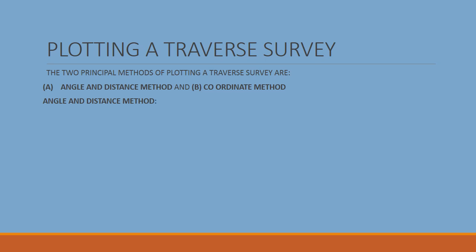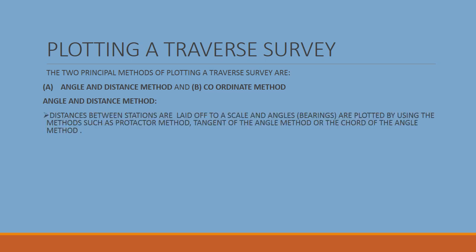The angle and distance method: the distances between stations are laid off to a scale, and angles are plotted by using methods such as the protractor method, the tangent of the angle method, or the chord of the angle method.